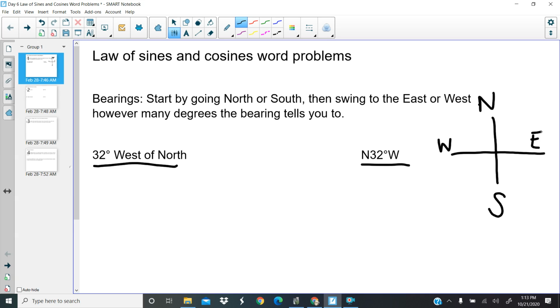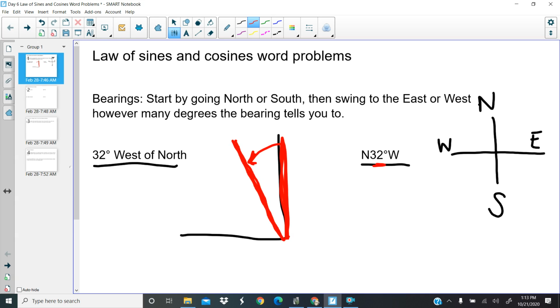So then whenever you have a bearing such as 32 degrees west of north or north 32 degrees west, basically what's going to happen is, actually I want to draw that a little further over. You are going to start by going north. So we know that you're heading in a northern direction, and then you're going to swing over towards the west by however many degrees it gives you. So in this case, it's 32 degrees. So you're swinging to the west by 32 degrees.